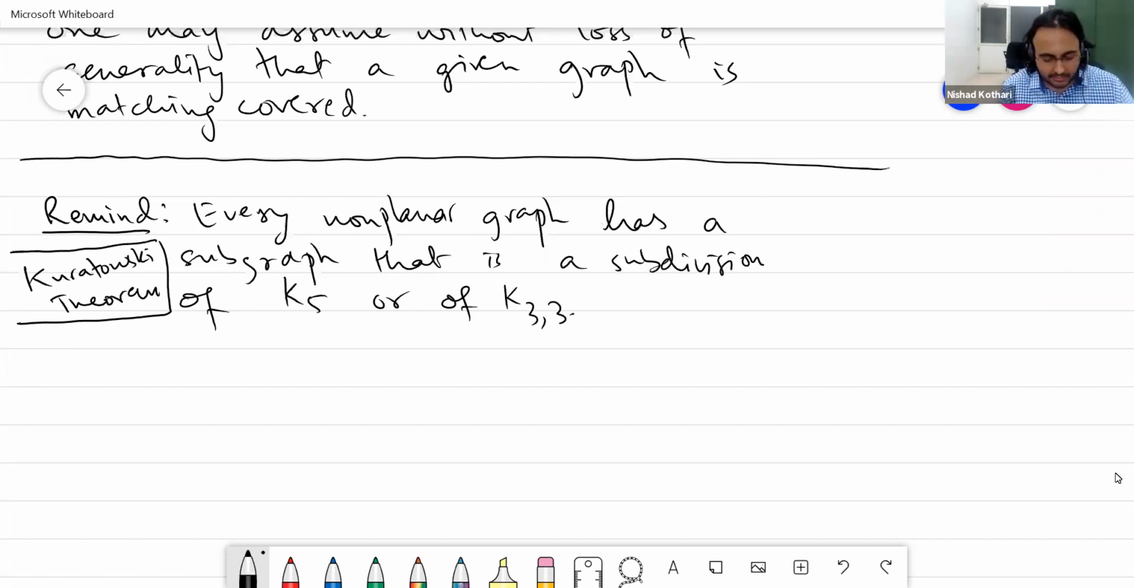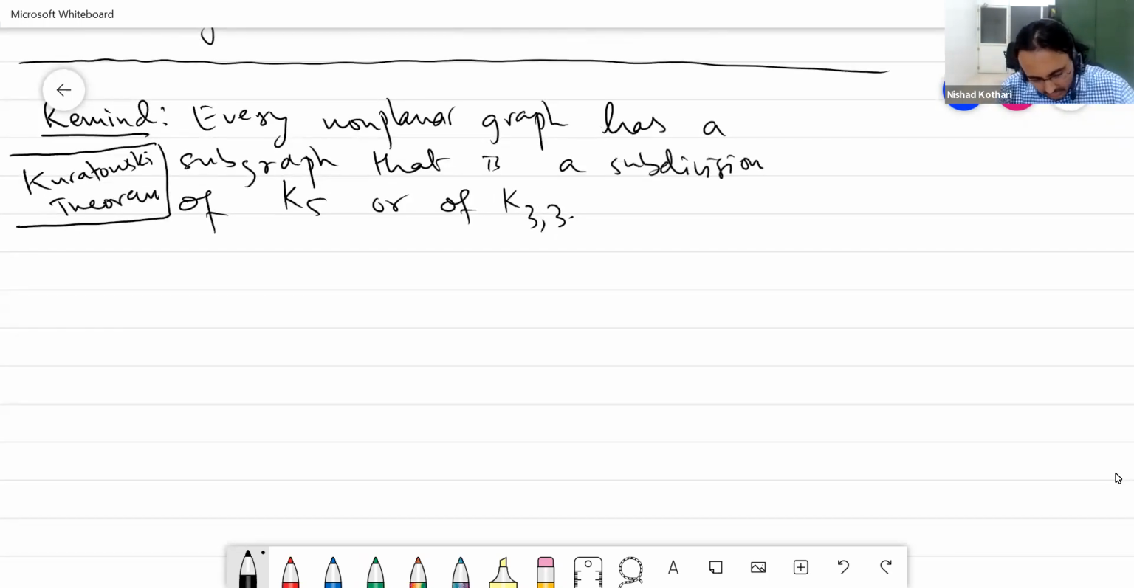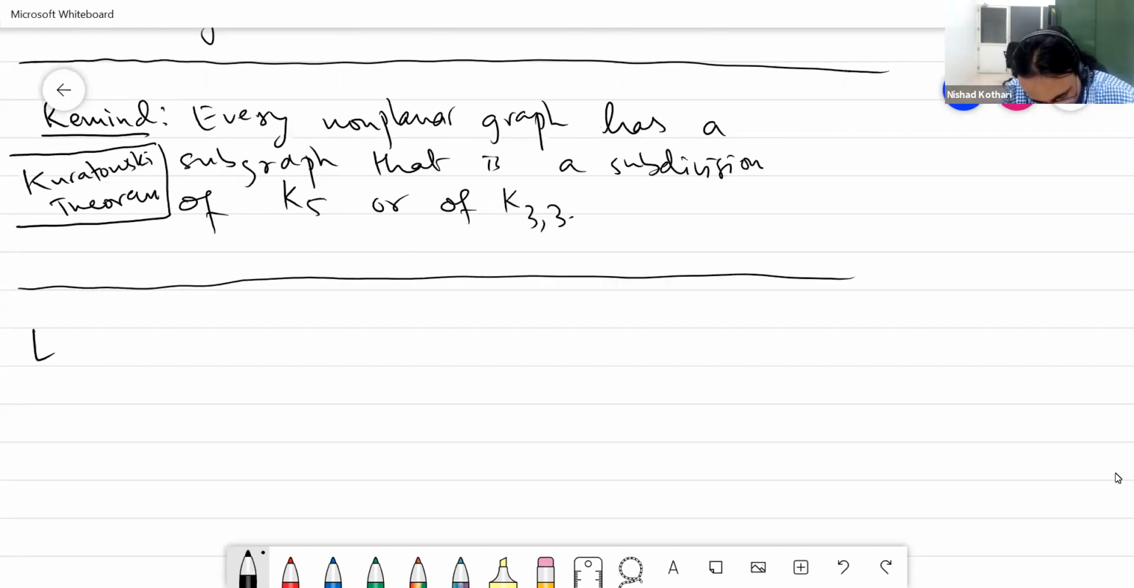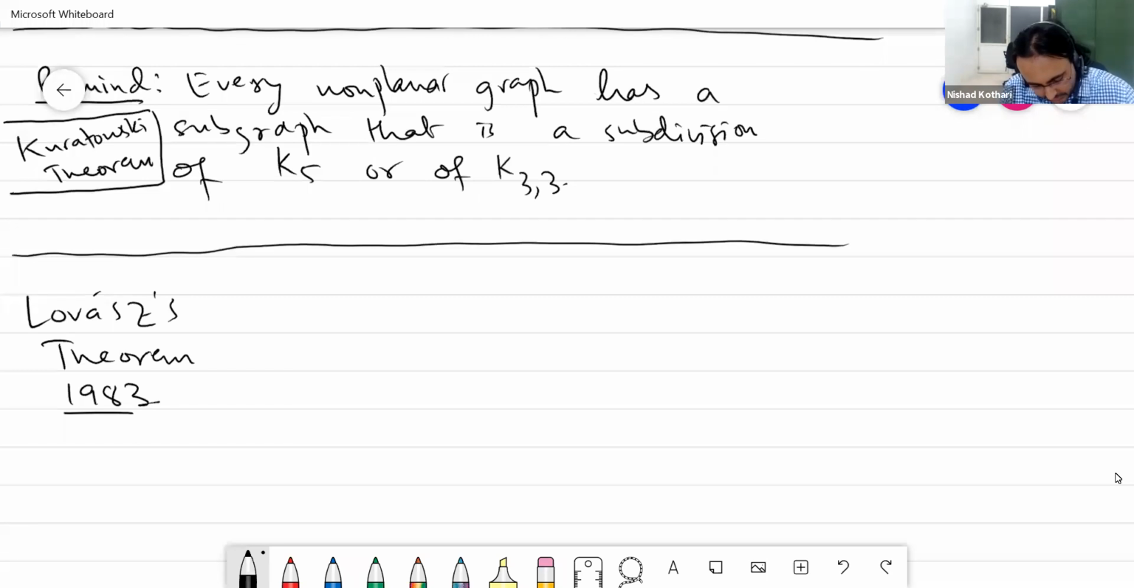Now it turns out that in matching theory, the notion of containment is just slightly more complicated. In particular, you need to take into account the matching structure of the graph. So I will give you an example. I want to tell you about Lovász's theorem from 1983, which is very similar to Kuratowski's theorem, but in a different context. So Lovász's theorem is about non-bipartite matching covered graphs.